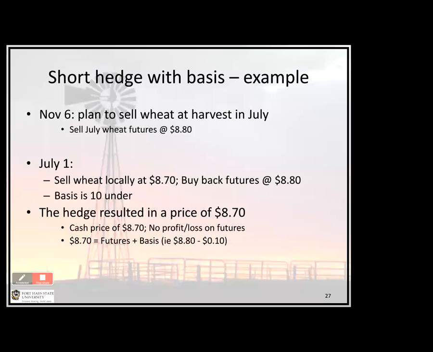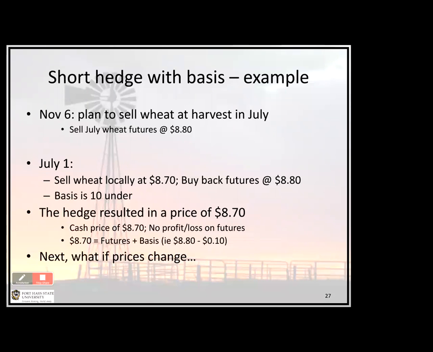And there's two different ways of looking at that. Cash price of 870, there's no profit or loss on futures, so it's 870. Or, this is one way of calculating your net price, this is the other. 870 equals futures plus basis. So 880, the futures price you initially sold at, plus the actual basis. 880 plus a -10 is 870.